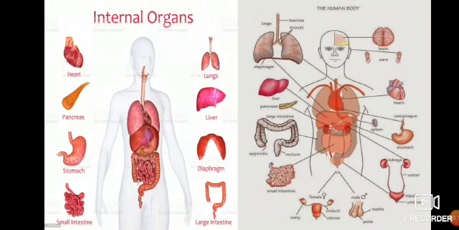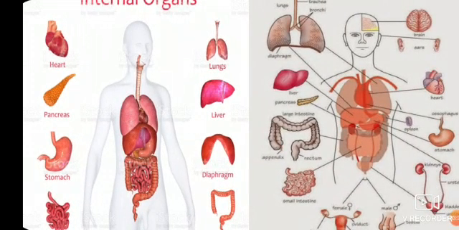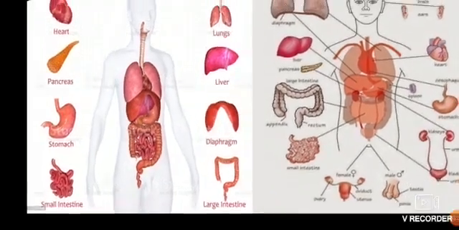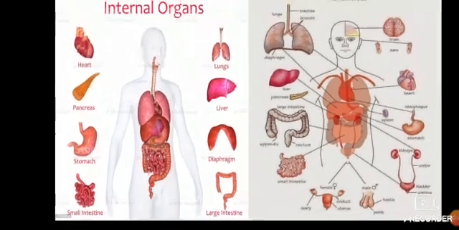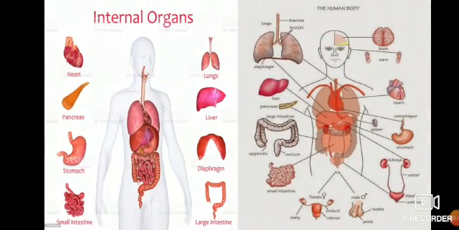But at least have you heard their names? For example, stomach, kidney, liver, heart, lungs. Have you heard about these words? Yeah. So here are the internal organs. Heart, lungs, liver, pancreas, stomach, diaphragm, small intestine and large intestine and so many more. So we are going to study in this lesson.